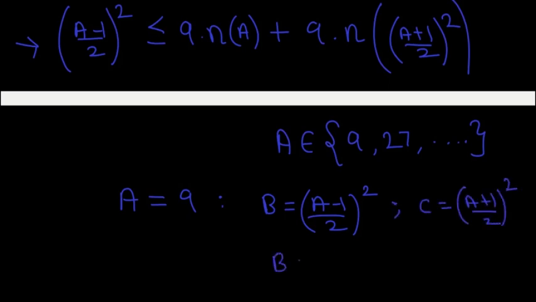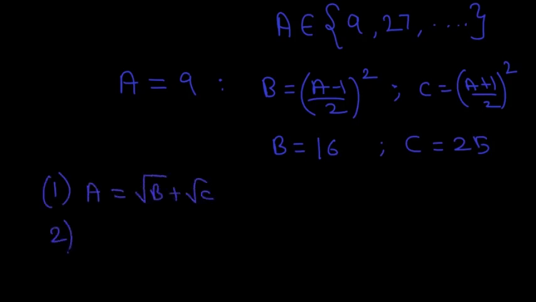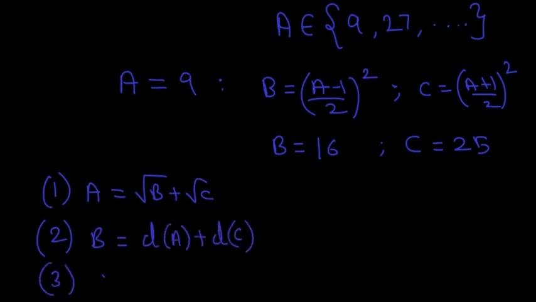So this means a is 9, so 9 minus 1 is 8, 8 by 2 is 4, 4 squared, so b is equal to 16, and c is 9 plus 1 is 10, 10 by 2 is 5, 5 squared is 25, so c is equal to 25. And remember our equations: 1, a is equal to square root of b plus square root of c; 2, b is equal to d of a plus d of c; and 3, c is equal to a plus b. Based on the first and third equations, we got b is equal to ((a minus 1)/2) whole squared, and c is equal to ((a plus 1)/2) whole squared. So they obviously satisfy these two equations.